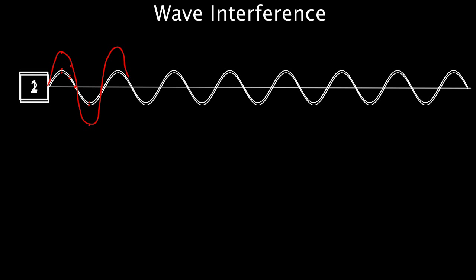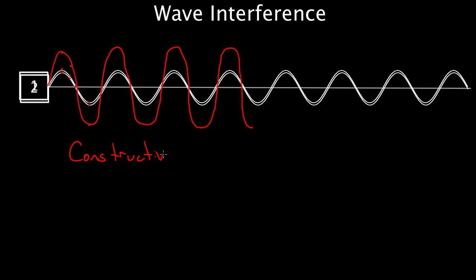So that's one possibility. When two waves overlap, you can get this case where the peaks match the peaks and the valleys match the valleys, and you get constructive interference. So notice how each valley matches the valley, each peak matches the peak, and this is called constructive interference because these constructively combine to form one bigger wave. So this is constructive interference.